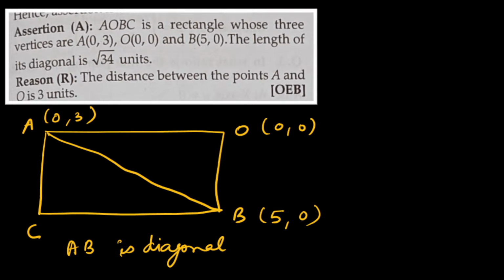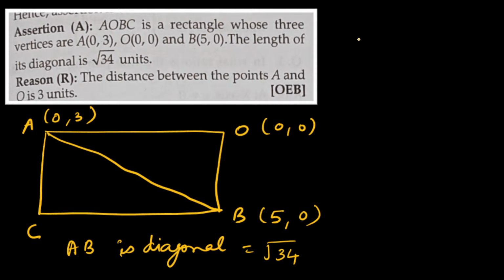The length of its diagonal they have mentioned here is equal to root 34, so that we have to check. How can we check the length of the diagonal? Again, whenever we have to check any length, we have to apply the distance formula. So by using the distance formula, we can check its length.